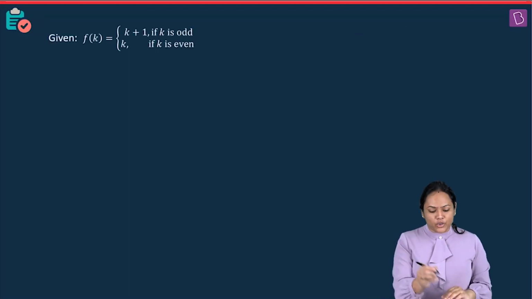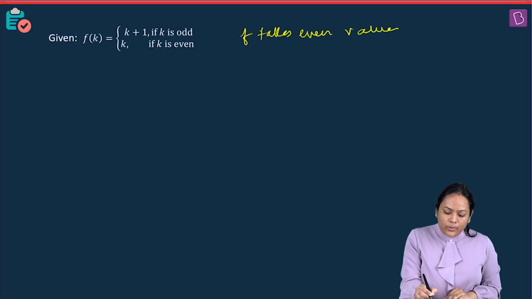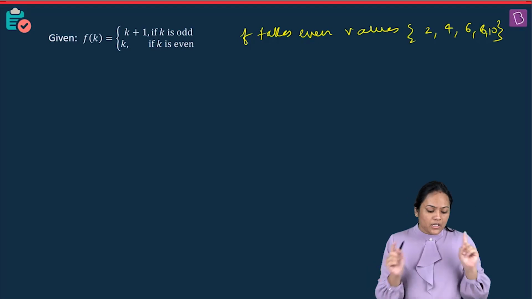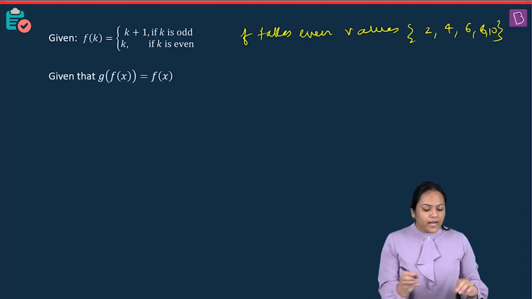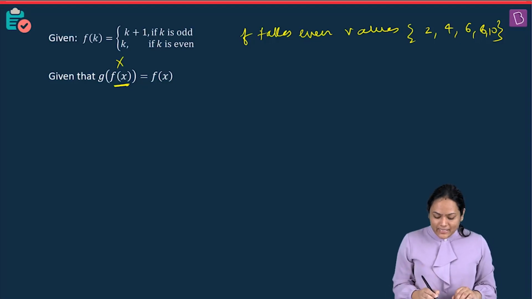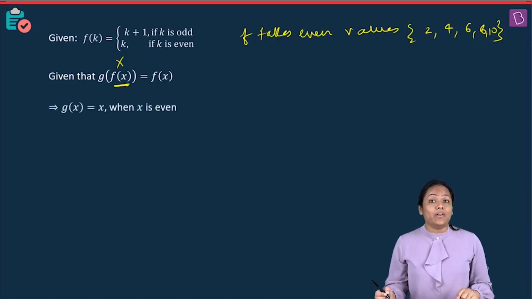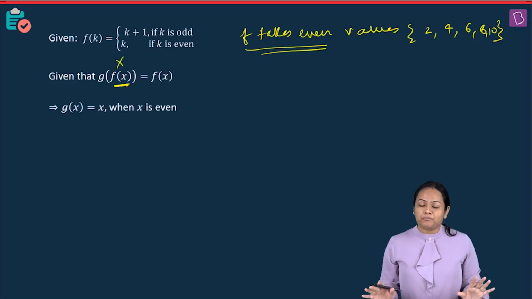So I have my function f, and we have just seen that f takes only even values. And what are the values? The values will be 2, 4, 6, 8 and 10. These are the values which my function f is taking. So what have they said? That g of f of x is equal to f of x. That means if I put x in place of f of x, then g of x will be equal to x, given x has to be even, because f is taking only even values. Is this much clear? Perfect.